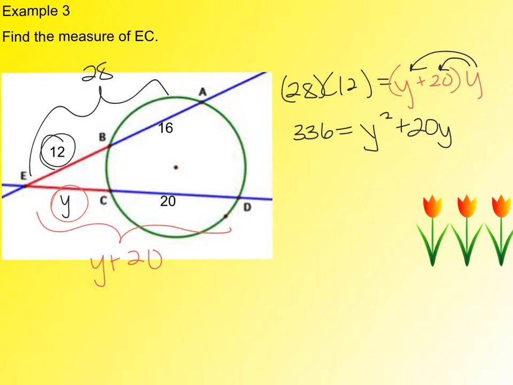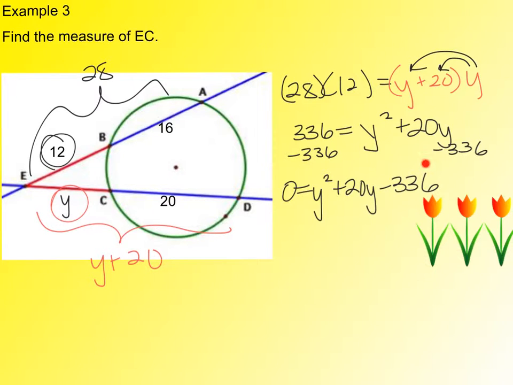Alright, I notice that I have that squared term here, and I have a y term, so this is a quadratic equation. So I'm going to start by subtracting 336 on both sides, which gets me to 0 equals y squared plus 20y minus 336. At this point I could try to factor, so I could look for factors of negative 336 that add up to positive 20, but there aren't any.